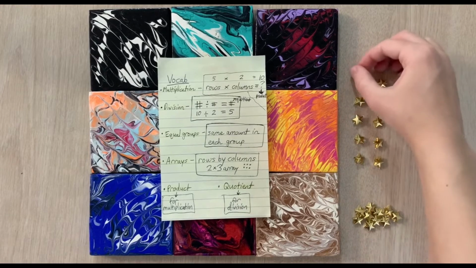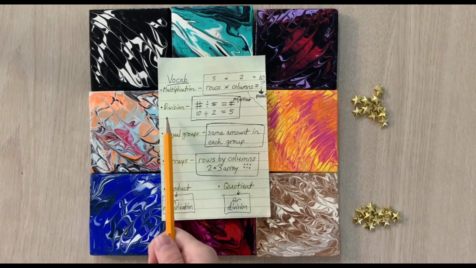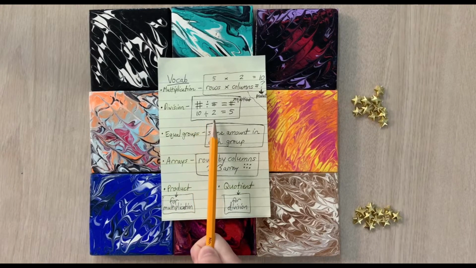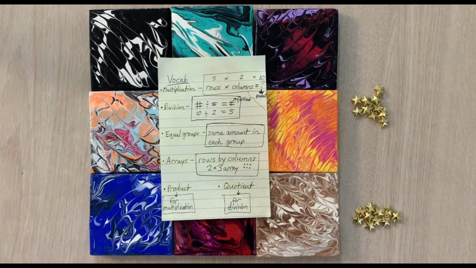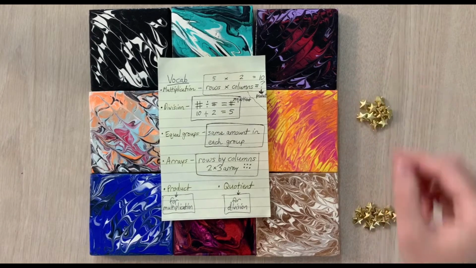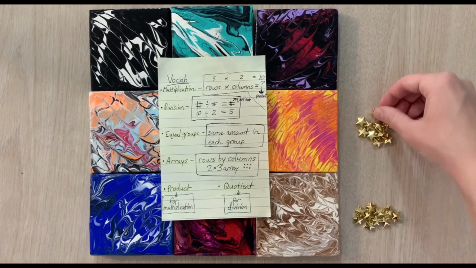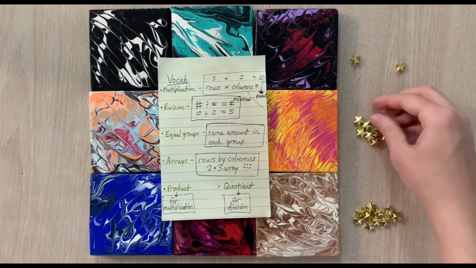Now our next vocabulary term is division. Division is when you have the total number divided into the number of groups to find the quotient. So in this case, if I have 10 total, 10 stars right here, and I want to divide them into 2 groups, then I would share them one by one. So this is my first group, this will be my second group.